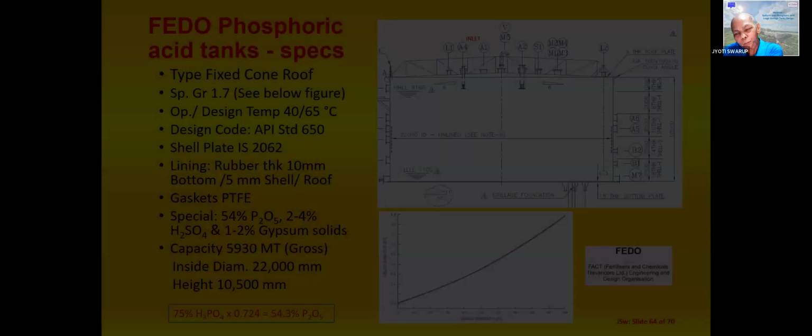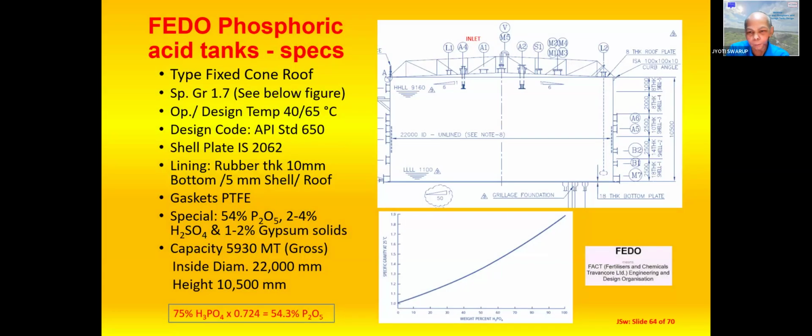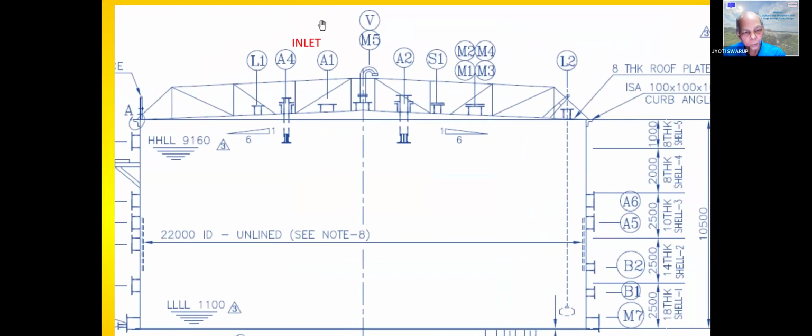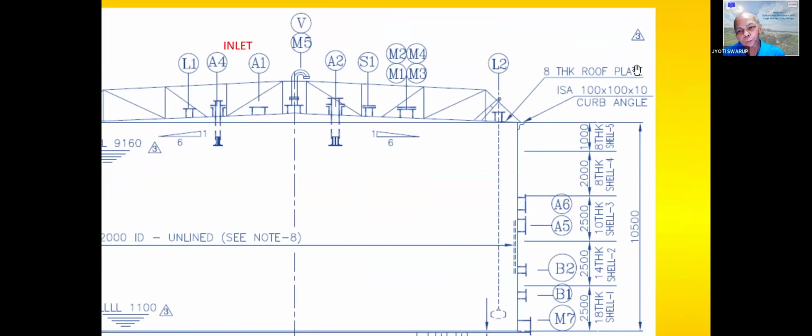Now, a typical phosphoric acid tank example I have taken from a FACT document. FACT is Fertilizers and Chemicals Travancore engineering and design document. So we see the drawing here of a typical acid tank: the roof, the inlet nozzle, and the structure supported from outside the tank with an 8 mm thick roof plate. The top curb angle is 100 by 100 by 100.